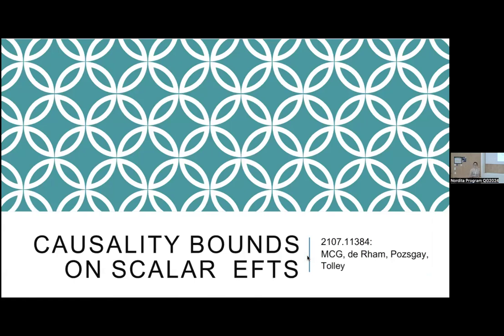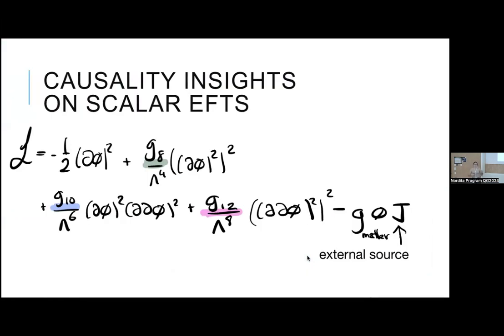So let's start with how to do causality bounds for scalar EFTs. If you want to test this idea, you want to test it in the simplest example. The simplest example is a shift symmetric scalar. So I'm going to consider this shift symmetric scalar with an effective field theory, just with higher derivative terms.